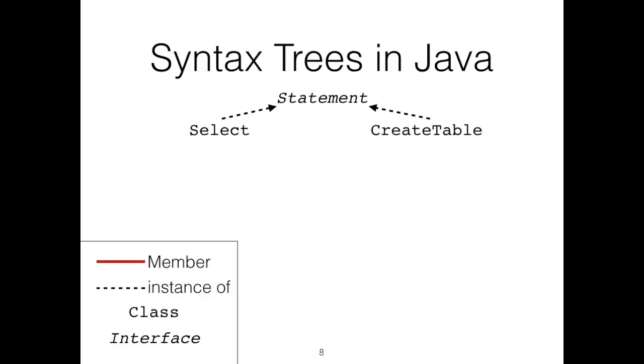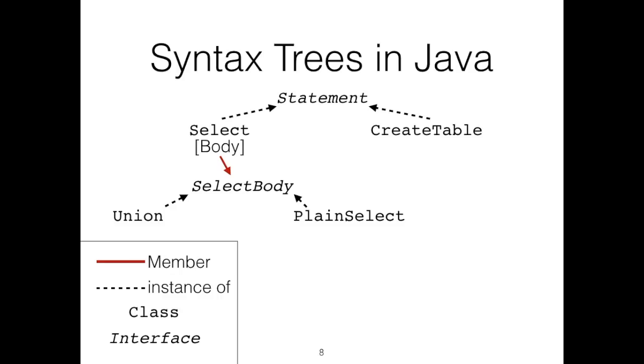I'll be a little more specific in another slide. But before I do that, I just want to get to the core of this class hierarchy. So a select statement has a field called body that contains a select body. Now, select body is, just like statement, an interface, because it can be implemented in several different ways. So you can have a union of different selects, or you can have just a plain ununioned select statement. And both of these are classes that implement the select body interface.